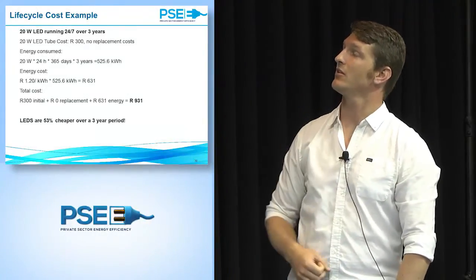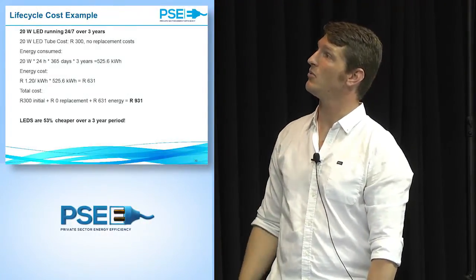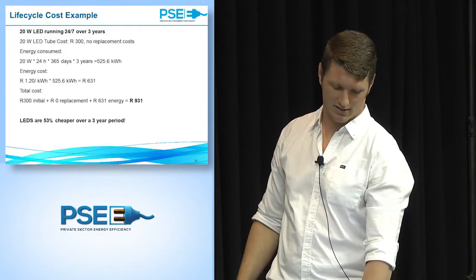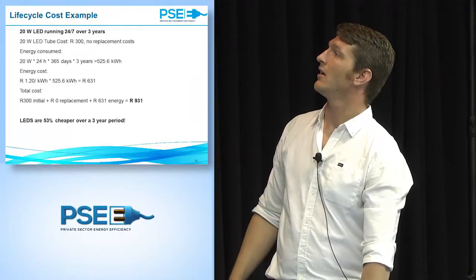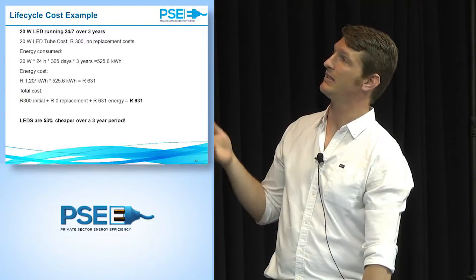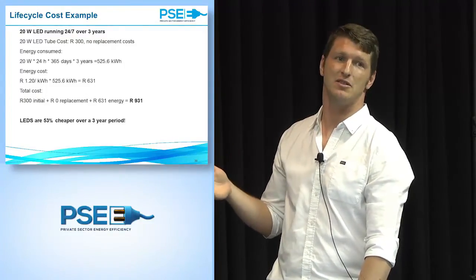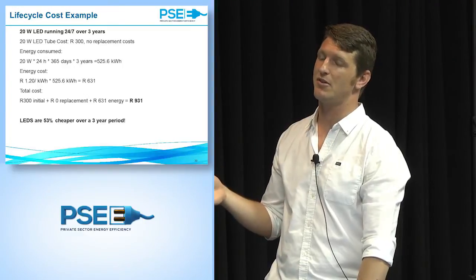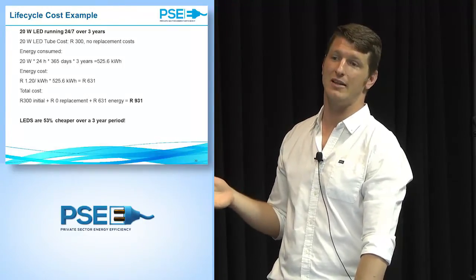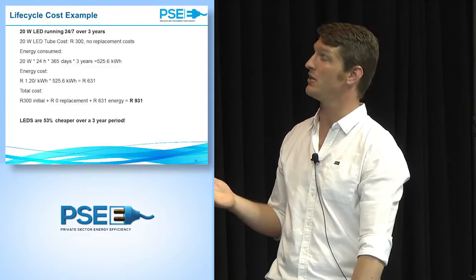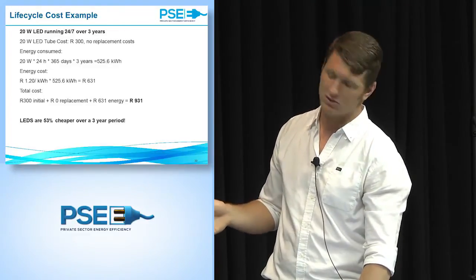Now let's look at the life cycle cost of the LED light. So that's a cost of 300 Rand plus expected lifespan. Let's see, it's greater than 25,000 hours. So we're assuming that we're not going to replace it within 3 years. You probably, if you're installing LED lights, then you're getting a guarantee for at least 3 years on it anyways. So there's no replacement cost.